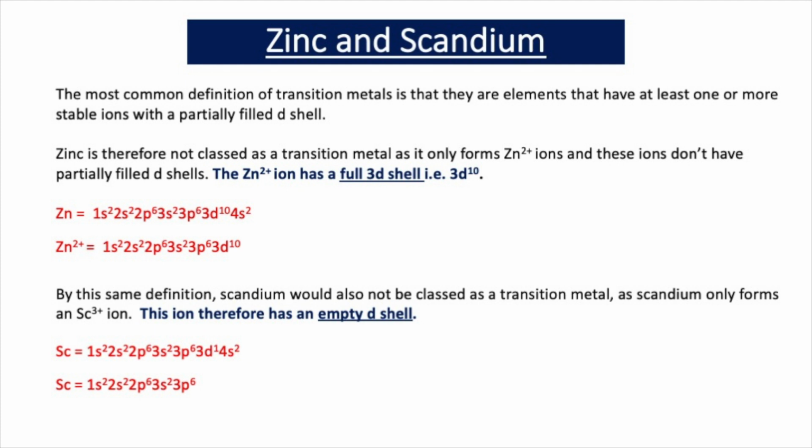Now, by this same definition, scandium would also not be classed as a transition metal, as scandium only forms Sc3+ ions. And an Sc3+ ion, where you lose 3 electrons, would mean that this ion would have an empty D shell, because scandium's electron arrangement is 1s2, 2s2, 2p6, 3s2, 3p6, 3d1, 4s2. If you lose 3 electrons, it ends in 3p6, and you'd have an empty D shell.